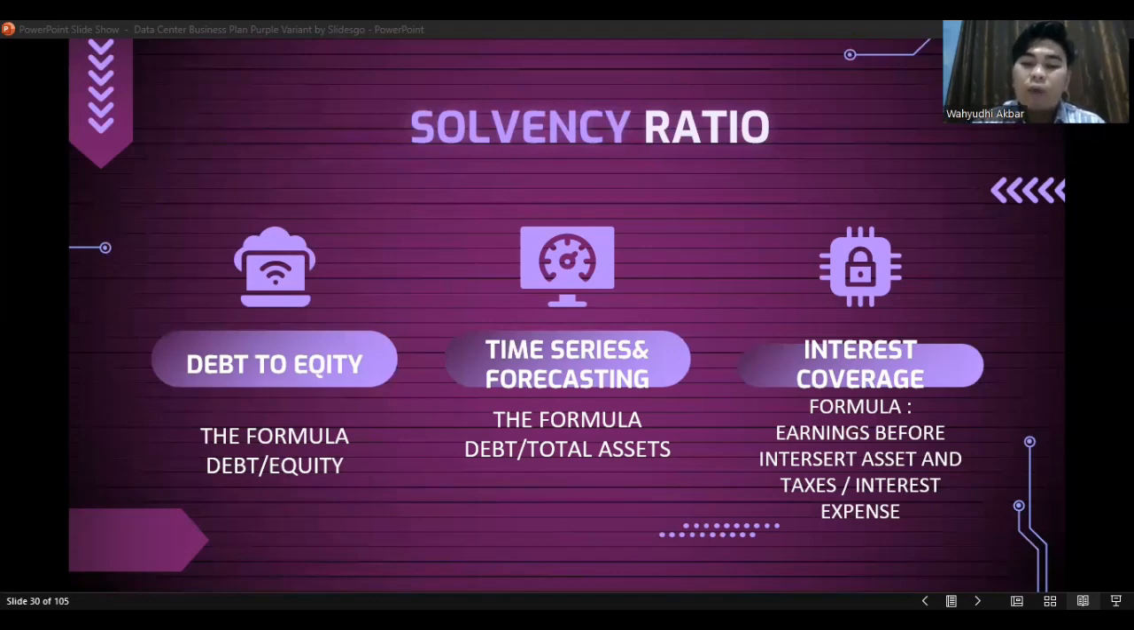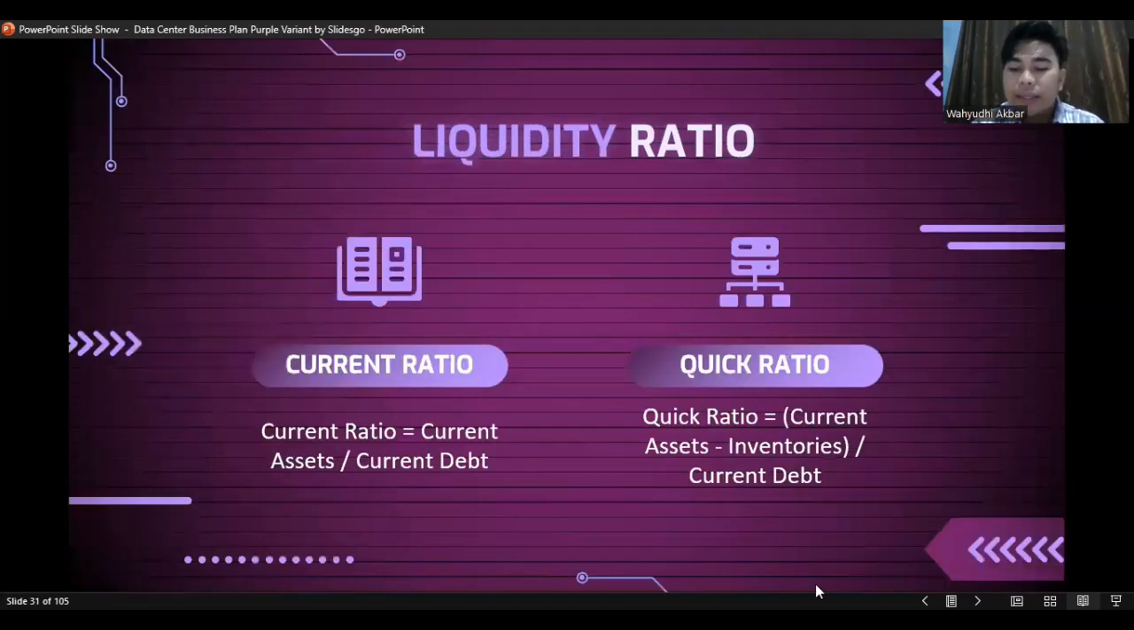The second one, we have liquidity ratio. Liquidity ratio is one of the financial ratios used to measure the ability of a company or entity to meet its short-term financial obligations using assets that can be quickly converted into cash. There are several commonly used liquidity ratios, and the two most popular are current ratio and quick ratio.